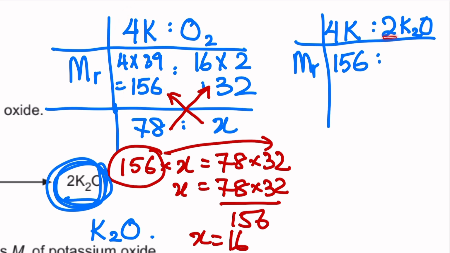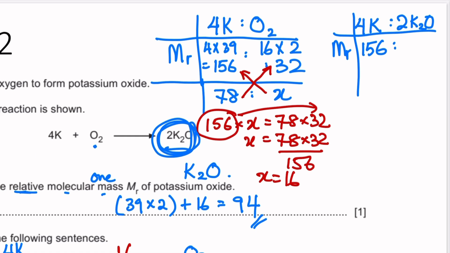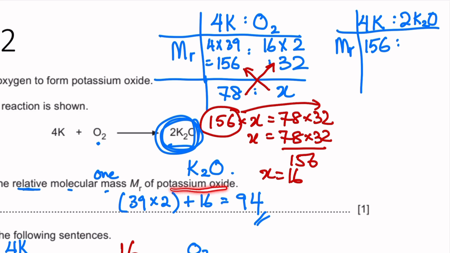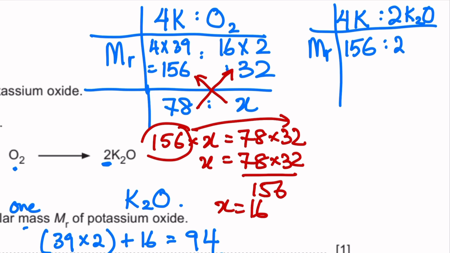But what about this one? We have potassium oxide, right? We already calculated on the first part, we can just get this number. But bear in mind, this is only for 1 potassium oxide. In the equation, you can see there is 2. So it means you need to multiply 2. 2 times 94, you should get 188.